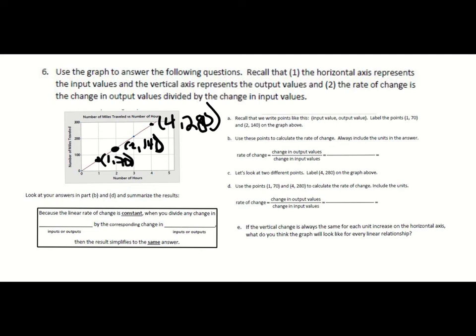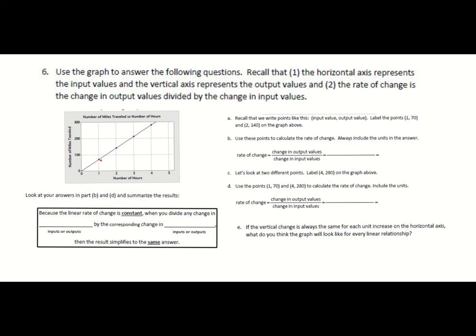Okay, it says use these points to calculate your rate of change. So my rate of change, my change in my output value. If I'm going from 70 to 140, that's a change in 70 miles. And then 1 to 2 is just 1. That's my input value change of 1. So that's 70 miles per hour.